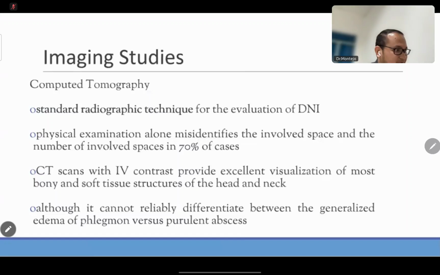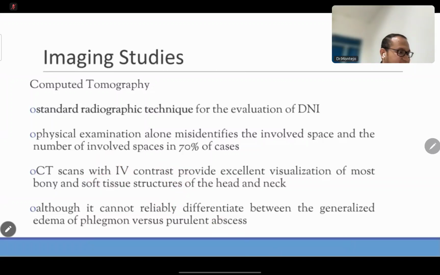So let's go to a higher imaging study, your computed tomography or CT scan, which remains to be a standard, or gold standard, of radiographic technique for evaluation of your DNI. So physical exam alone misidentifies the involved space and the number of involved spaces in 70% of cases. So we always rely, if it's available, on your CT scan. And it can also direct you where and how to approach, or drain any deep neck infection or abscess. So we always prefer it with contrast, kaya maklaro kayo ng abscess.